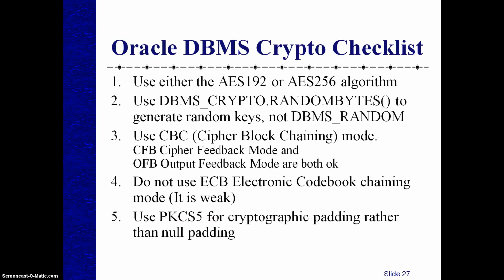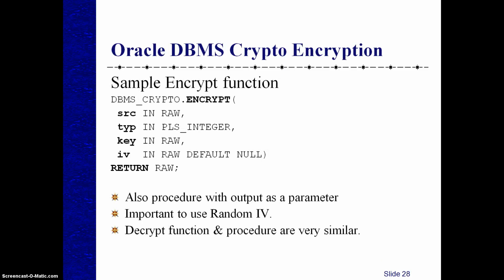The Oracle DBMS crypto checklist: use either the AES 192 or AES 256 algorithm, and use DBMS crypto random bytes to generate random keys, not DBMS random. Use CBC, which means cipher block chaining mode. CFB, cipher feedback mode, and OFB, output feedback mode, are both okay. Any one is fine. Do not use ECB, electronic codebook mode. It is weak. That's why we don't recommend it. And use PKCS5 for the cryptographic padding rather than null padding.